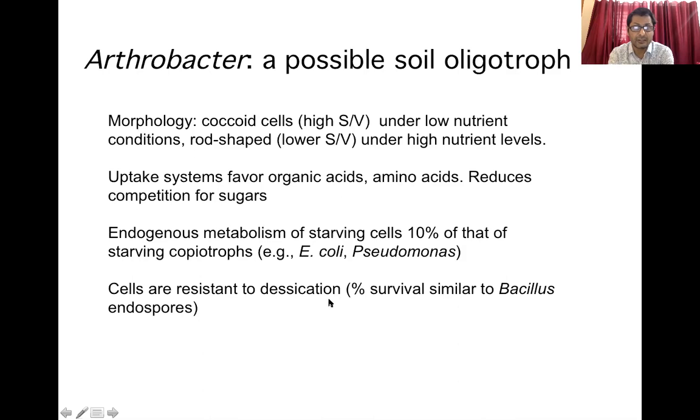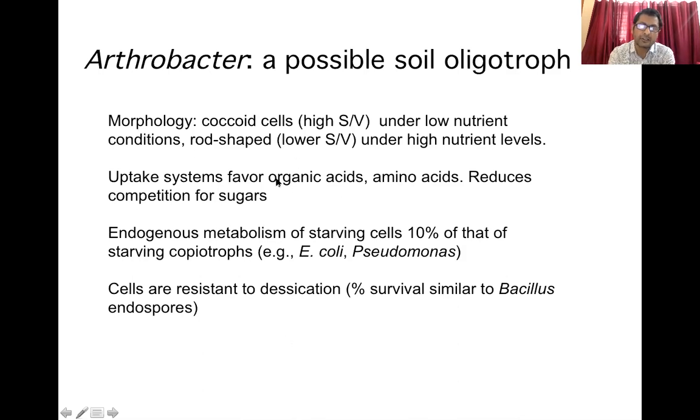Cells are resistant to desiccation. Very important. Even though these cells do not form any spores, at low water conditions or in very hot conditions, these cells can still resist desiccation.